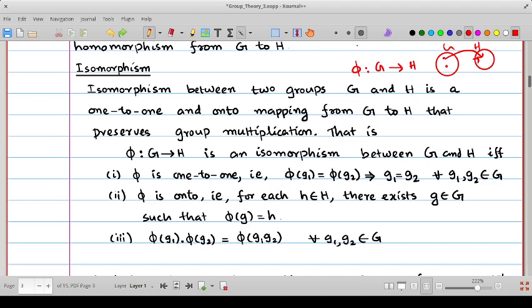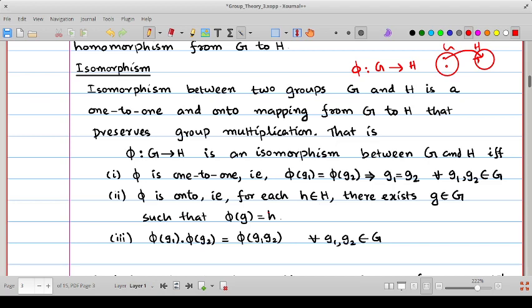Now the second property that the map phi should satisfy is that it should be onto. So that means for every element of H, there exists an element in the group G which maps to that element in H. So for a given h in the group H, there exists an element g in the group G such that phi(g) is equal to h.